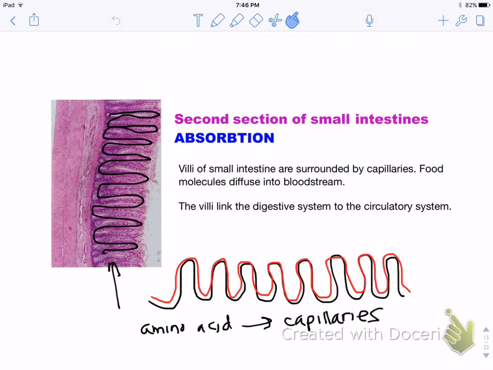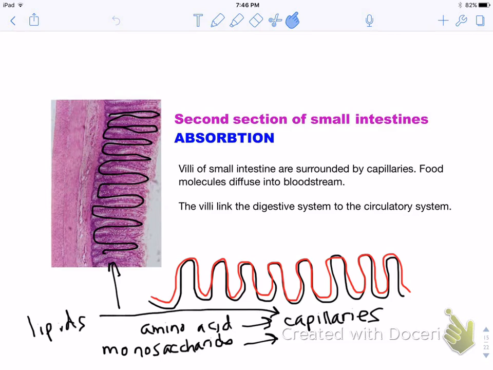The capillaries are also going to pick up monosaccharides. Monosaccharides are going to be used to make ATP. The capillaries are also going to pick up lipids. Lipids are going to be used to make new cell membranes in your body. And the capillaries can also pick up nucleic acids, which actually, they're going to pick up nucleotides, which are the building blocks of nucleic acids. Nucleotides. So all of these basic building blocks are going to be picked up by the capillaries.